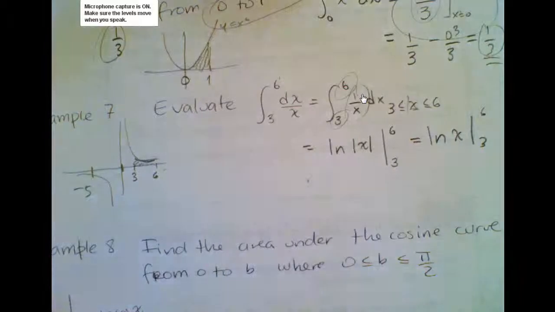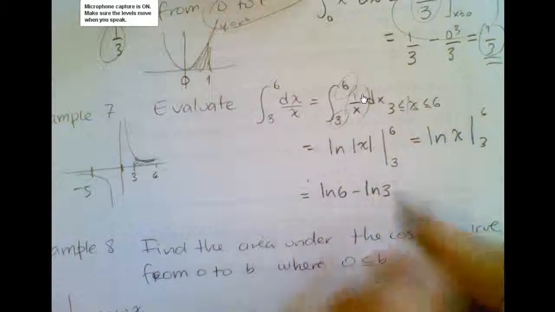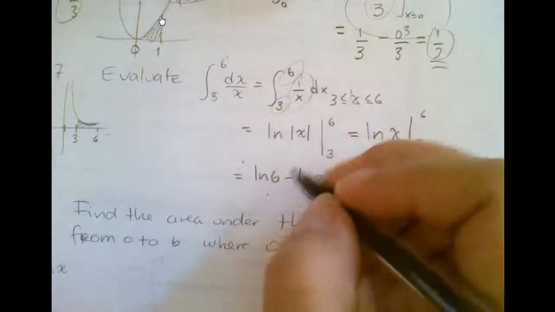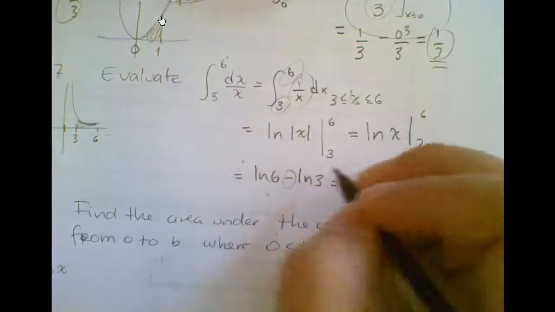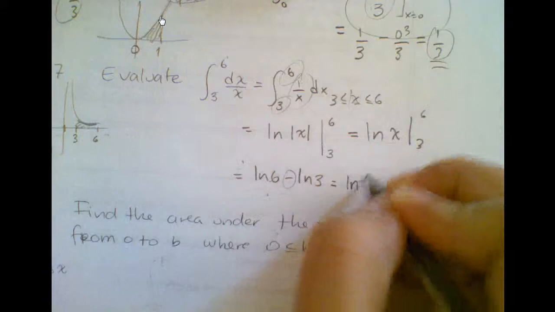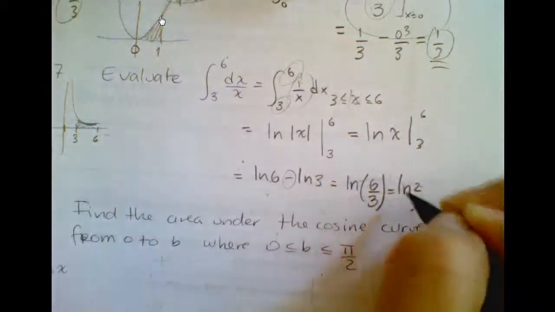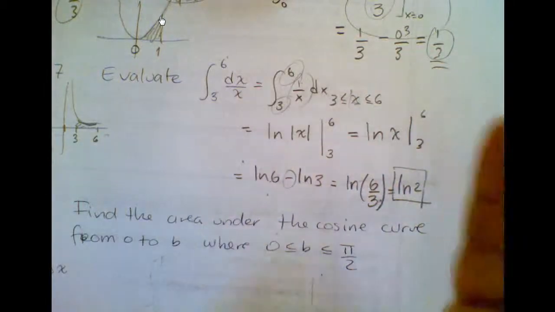So now the exact answer, unless they ask you for some particular rounding, you should not round. This is natural log of 6 minus natural log of 3, which, applying our properties of logarithms, you know that the difference of logs comes from division, so this can be merged into one natural log of the division of 6 by 3, which is natural log of 2. So this is our exact answer. You have to pay attention to rounding.